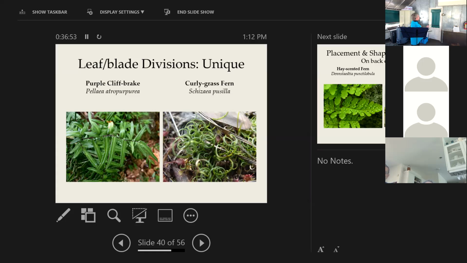Purple cliff brake, and then the curly grass fern. Who'd have thought that was a fern? And that's a very unusual one. We're not even sure it grows in the North Carolina coastal plain. We're not even sure it's native here. But can you see what it's growing with? Sundews. So that's a boggy kind of situation. So it clearly likes boggy kinds of soils.